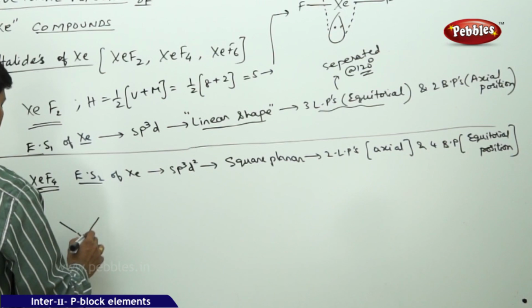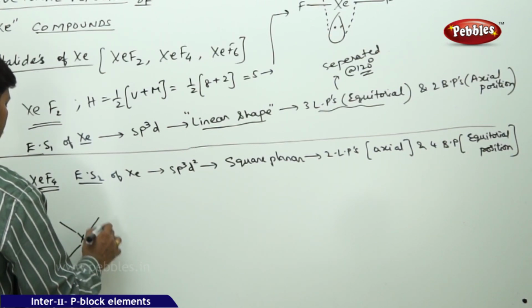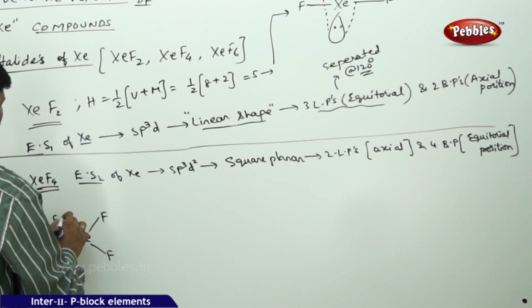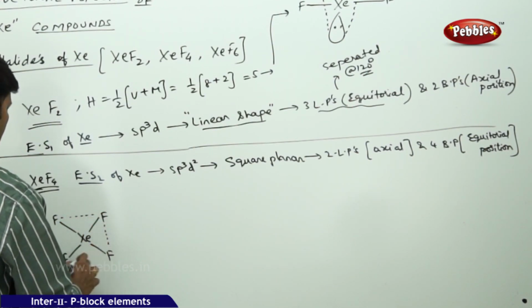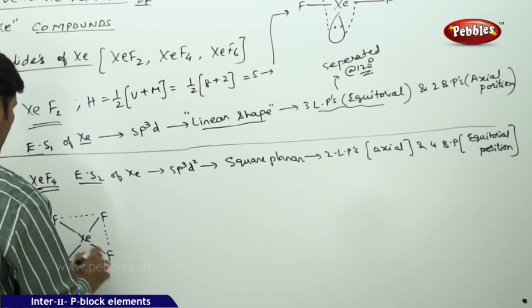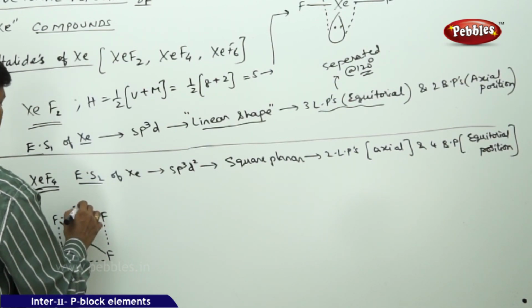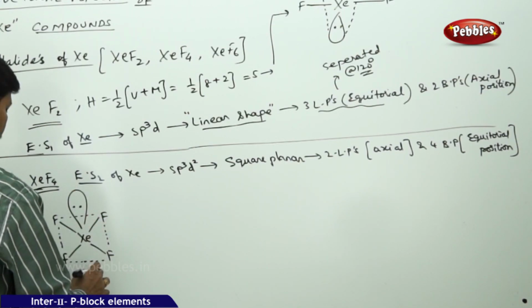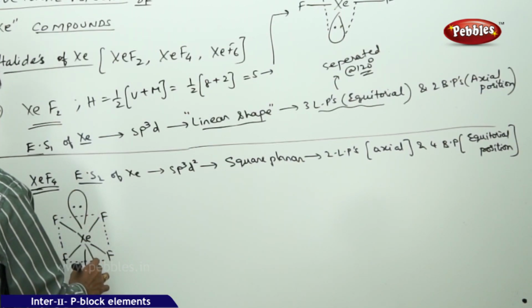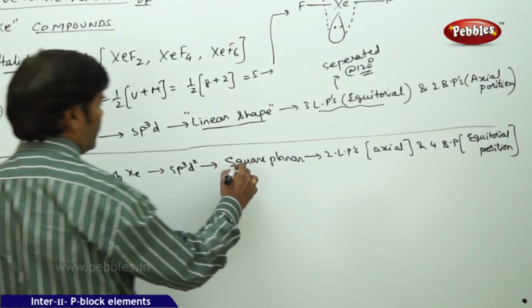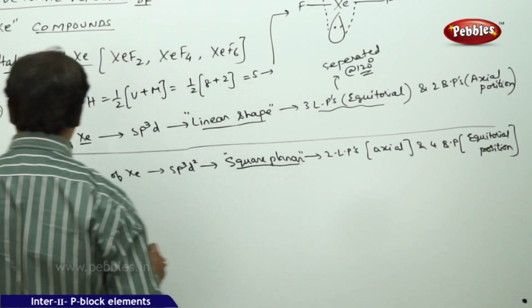So here fluorine, and two lone pairs are there. These are the 2 lone pairs we have in the case of xenon tetrafluoride. That's why we are calling the shape a square planar shape.